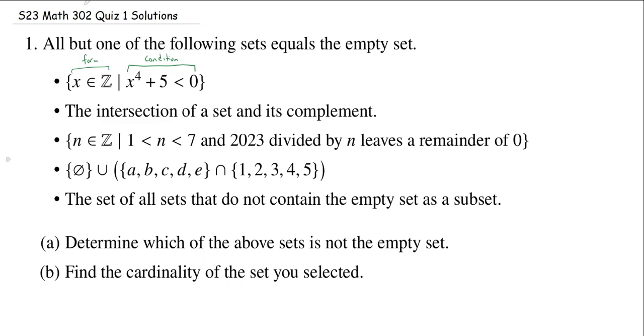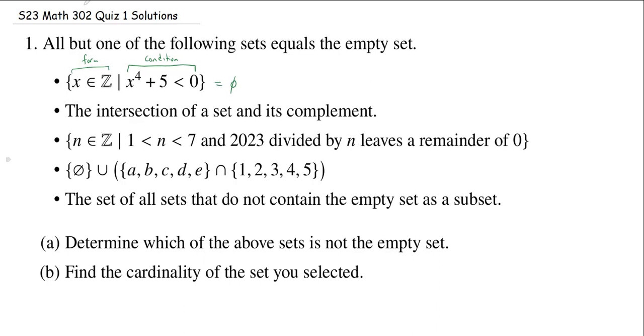But if I take an integer and raise it to the fourth power, I'm definitely getting something at least 0, right? 4 is an even number. Even powers give you non-negative answers. So this is already at least 0. Add 5, it's at least 5. So it can't be negative. So this set is equal to the empty set.